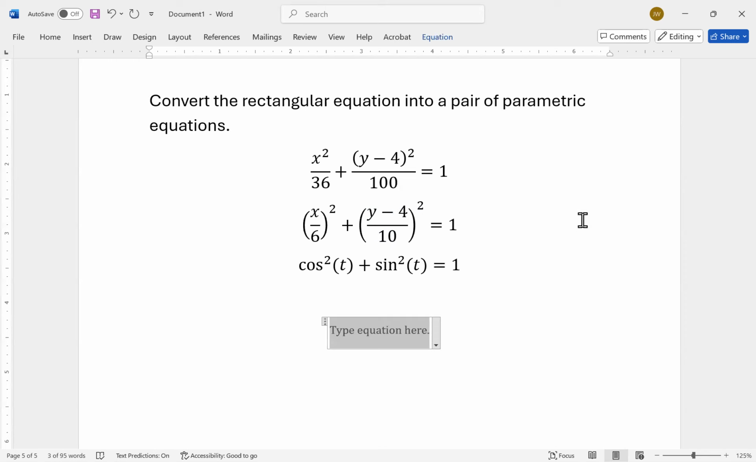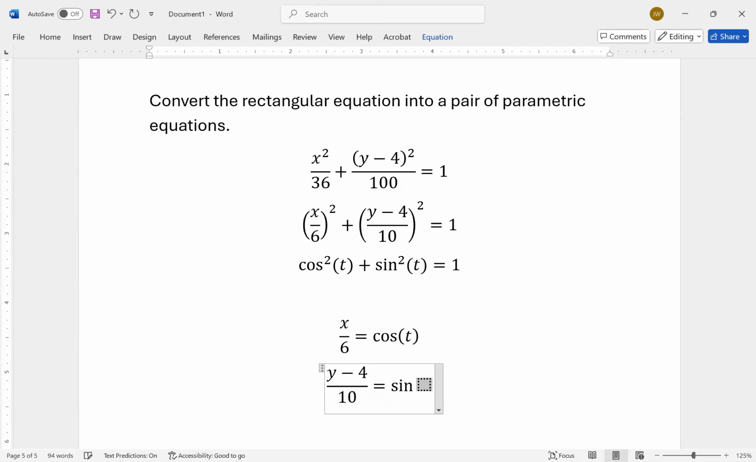Now that I've written it this way, I know that cosine squared plus sine squared equals 1. So I will set x over 6 to be my cosine. I will set y minus 4 over 10 to be my sine. By the way, traditionally, we put x over 6 as the positive cosine. And same thing, traditionally, the y minus 4 over 10, we set as the positive sine.